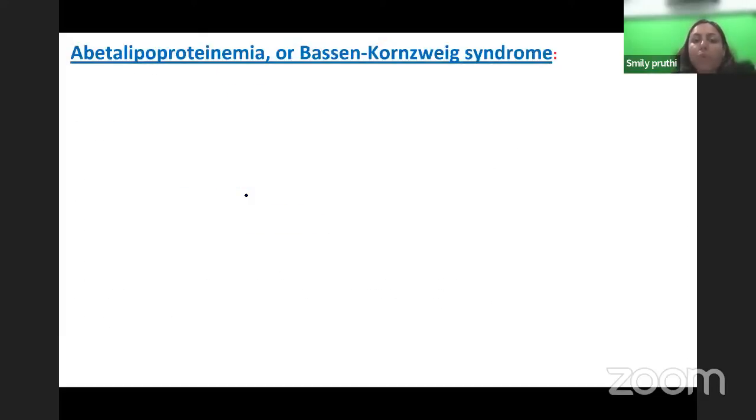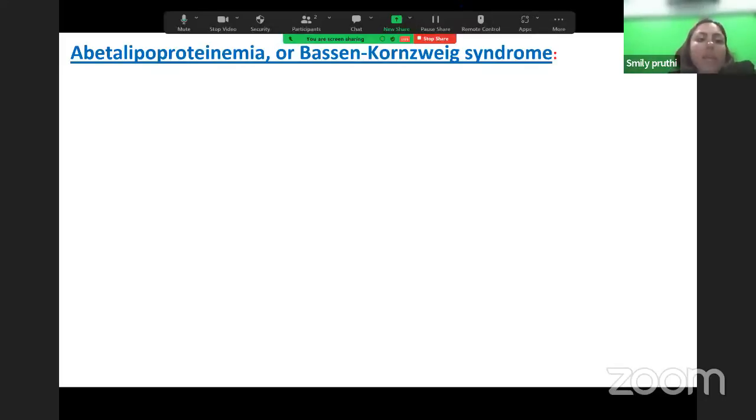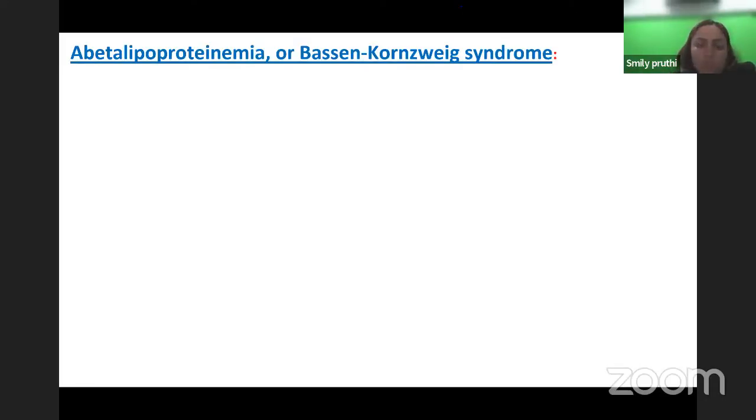Now, the other option in here was abetalipoproteinemia in this question. So let's differentiate this one. In Tangier disease, there is decreased alpha lipoprotein, that is HDL. In abetalipoproteinemia, it is very clear from the name, absent beta. A-beta is absent beta lipoprotein.